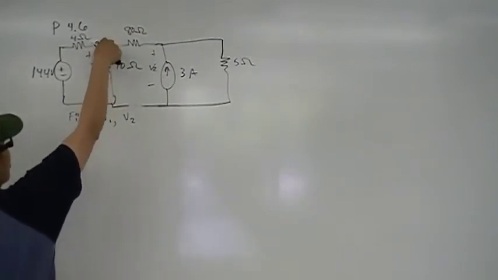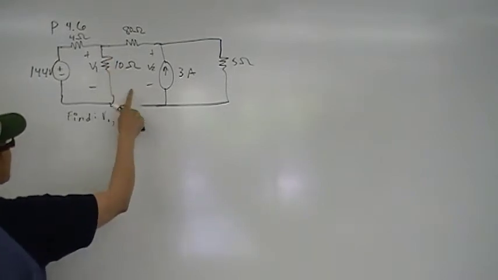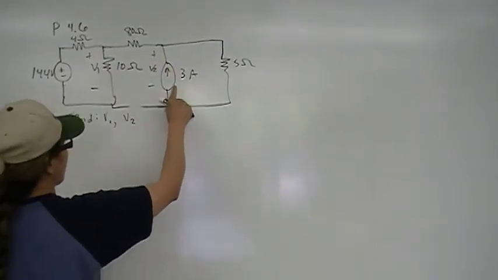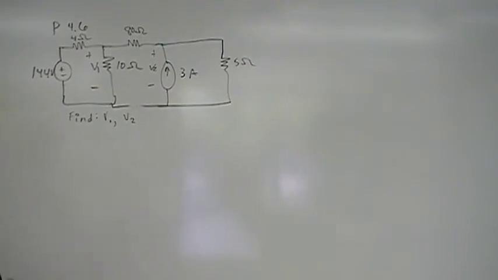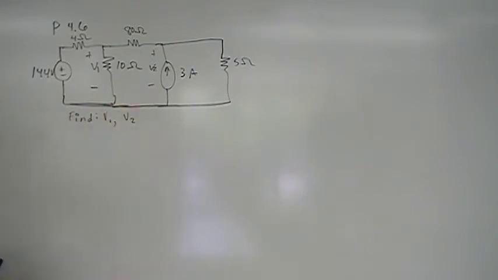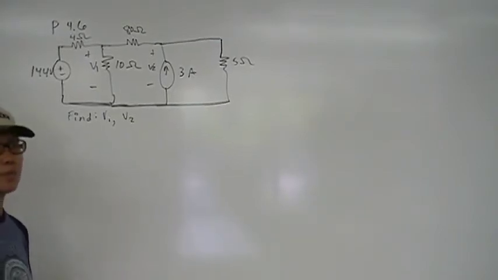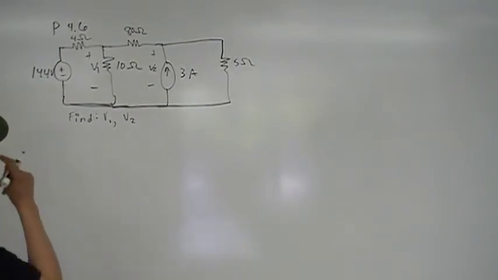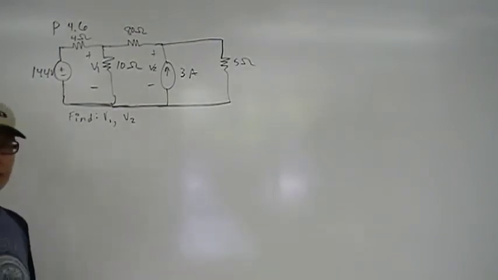The voltage drop across the 10 ohm is called V1, and the voltage drop across the 3 amp source is called V2. We're asked to find V1 and V2. So we're going to use the node voltage method because it seems to be laid out for that. You certainly wouldn't use KCL at this point, but I can't remember if the book has talked about KVL, which would be the other method.